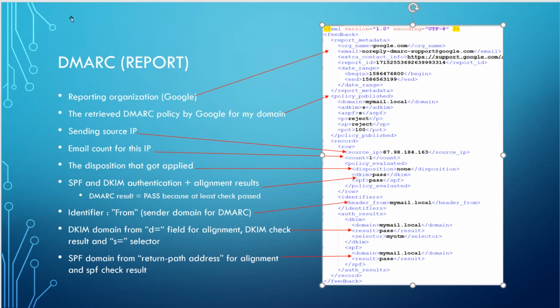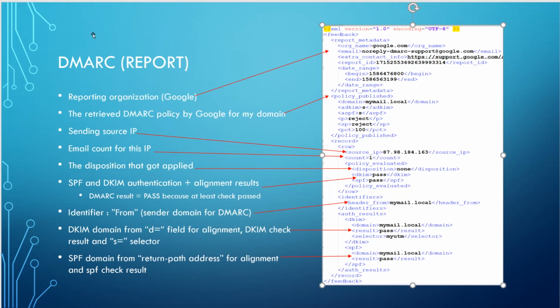The sending source IP, so who sent the email, is my OVH mail provider. The email count: only one email was sent during this time frame from this IP. The disposition that got applied was pass. We have the SPF and DKIM authentication result plus alignment result, which are both passed. So the DMARC result is passed because at least one of the checks passed, but actually both passed. Now we have the identifier. This is the domain in the from field that DMARC will take as a reference. So it's mymail.local.